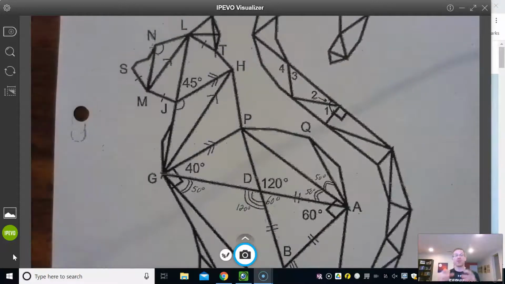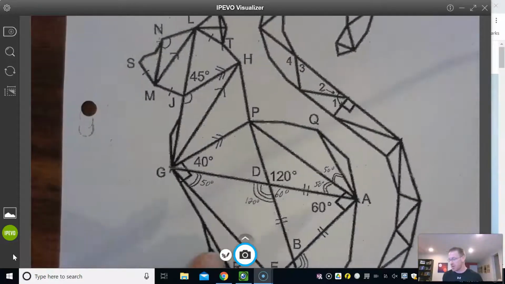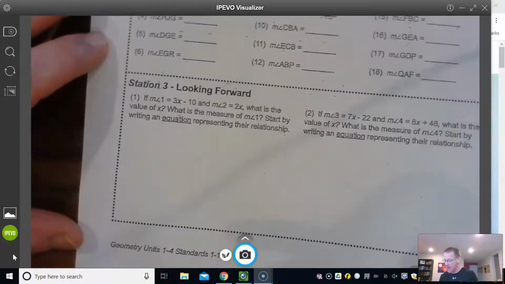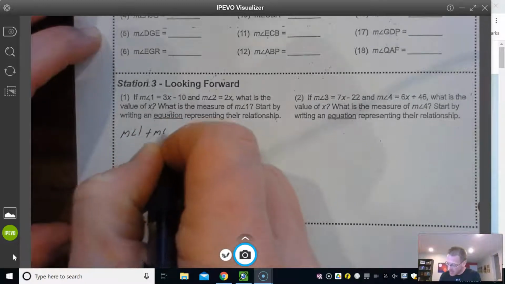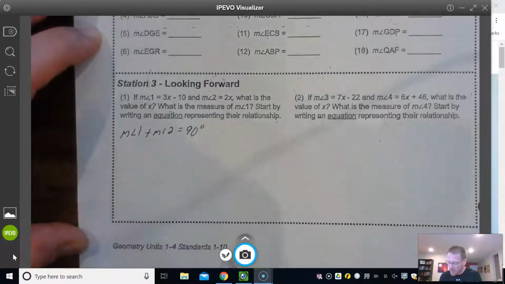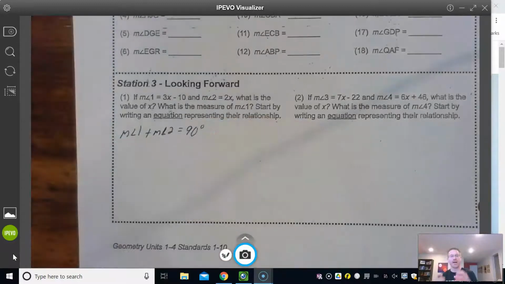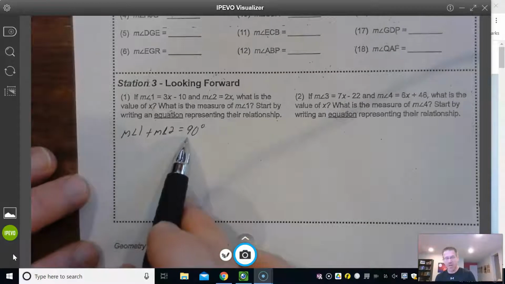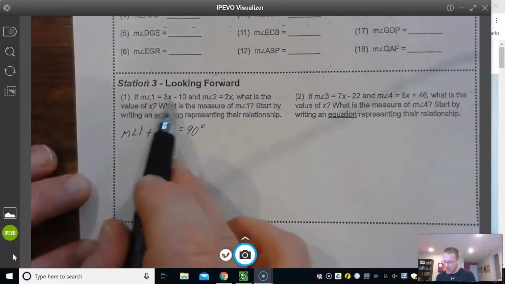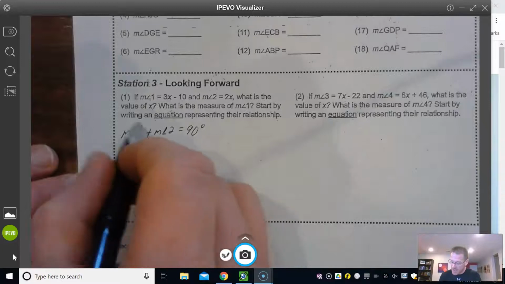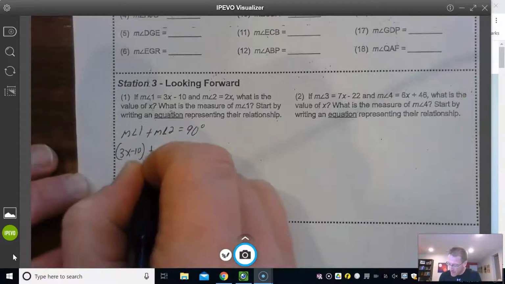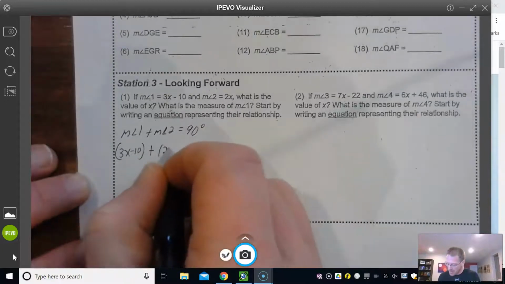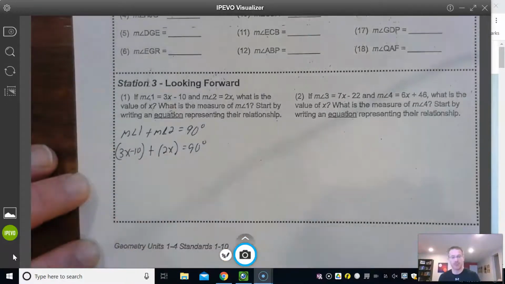So what we have to do is use that relationship as a starter for our equation. Now if I flip back over, we know the measure of angle 1 plus the measure of angle 2 is equal to 90 degrees. Sometimes we have to go back and use what we know from our pictures and write an equation and set up that relationship. Now we know that angle 1 is 3x plus 10, so I can put that in for angle 1 right here. So 3x plus 10 plus, and we know angle 2 is 2x, and that's equal to 90 degrees.